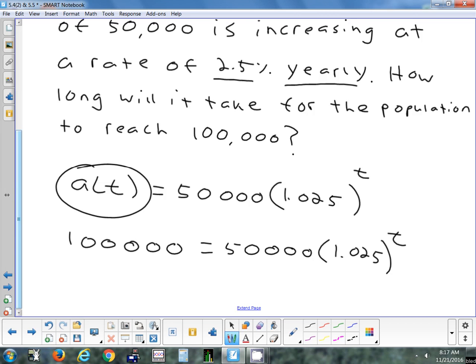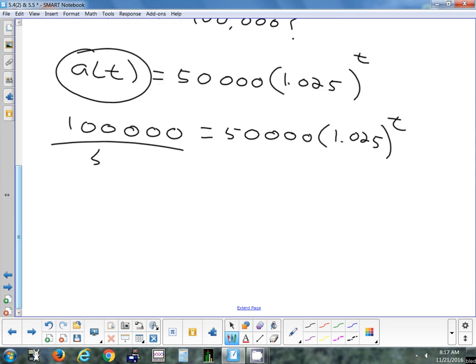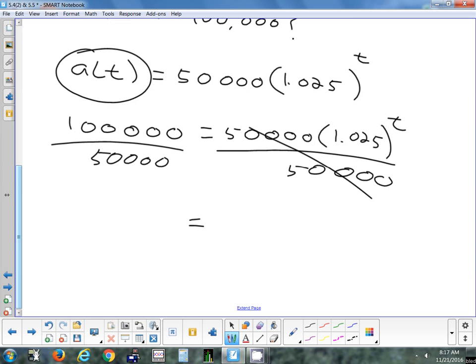Yeah, I could divide each side by 50,000. And divide by 50,000. Okay, and Ellie, if I divide by 50,000, what's 100,000 divided by 50,000? Yeah, 2.